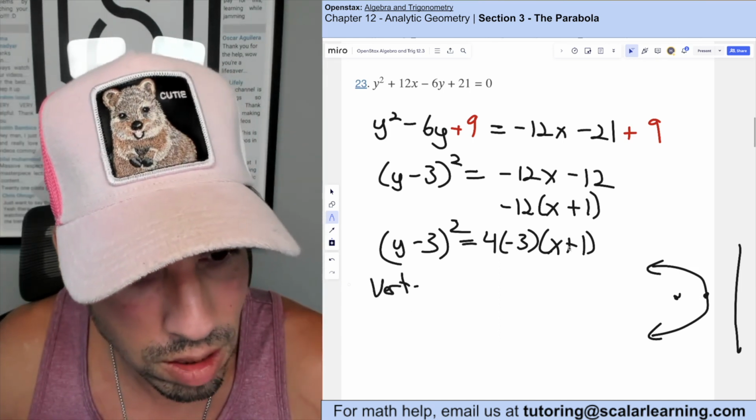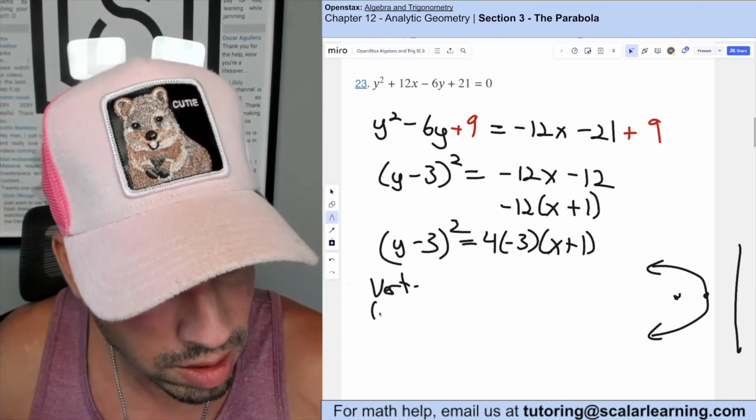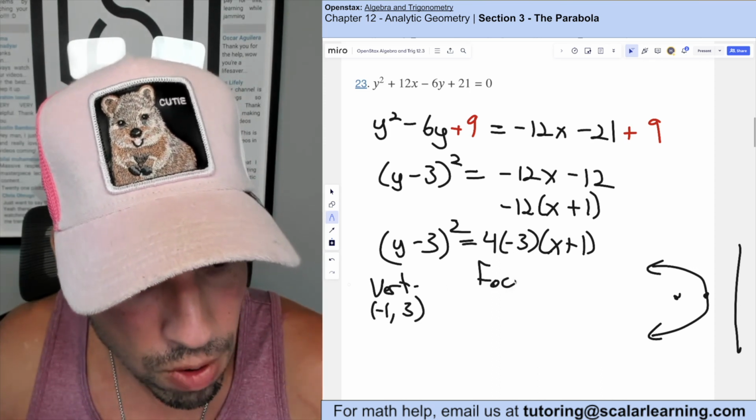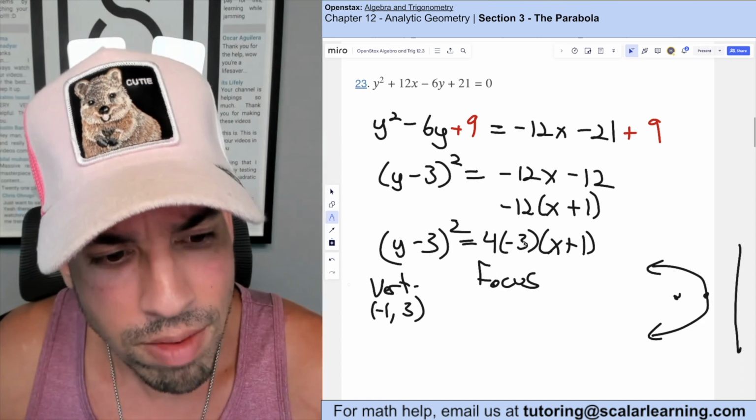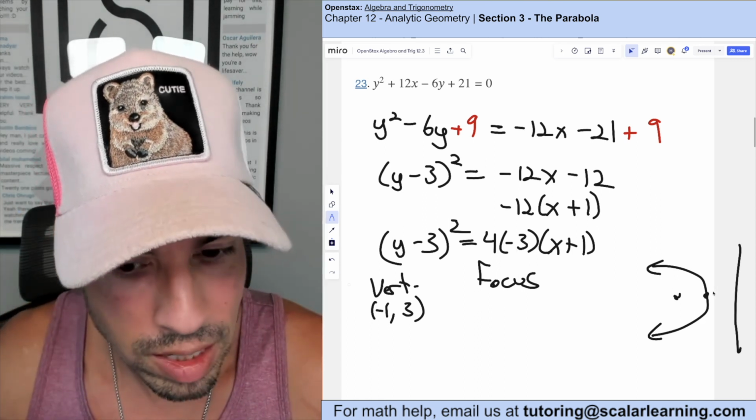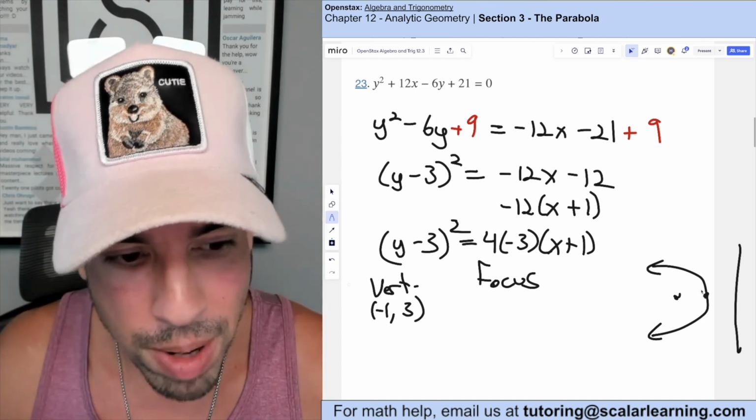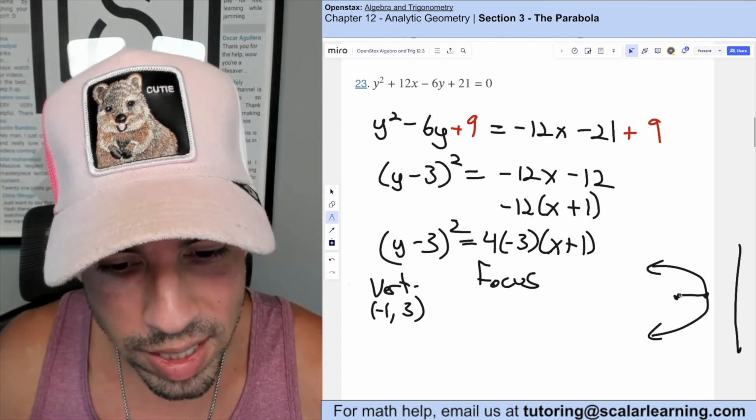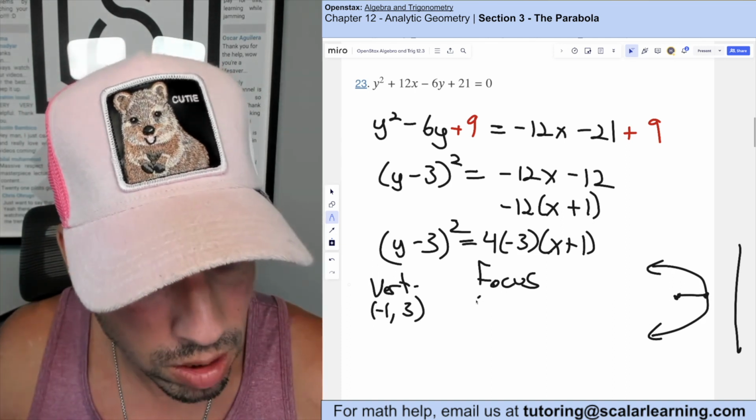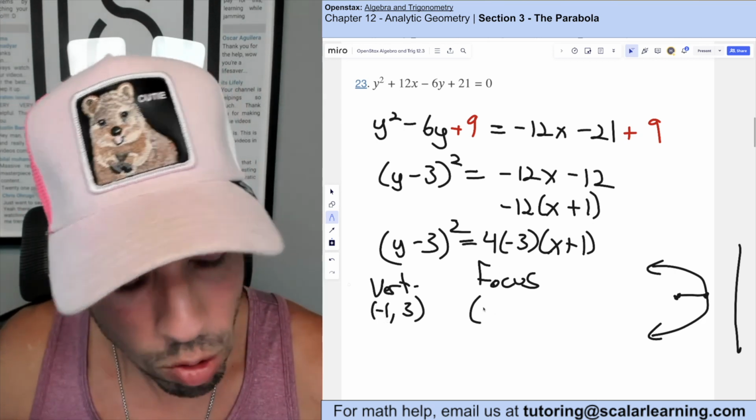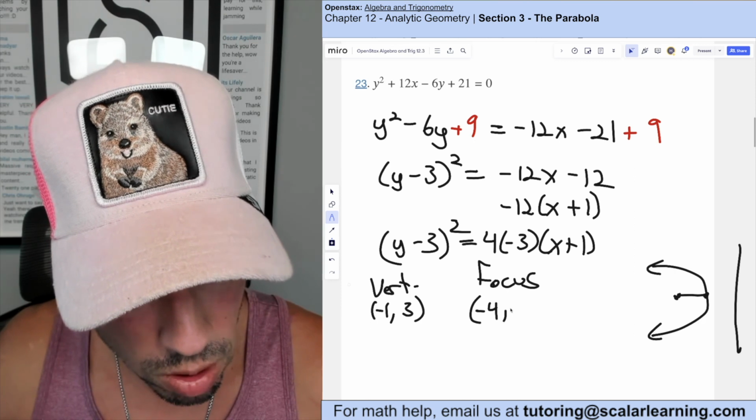Okay, let's start with the vertex. The vertex is going to be the opposite of these values. So for the x, it's negative 1. For the y, it's positive 3. When we talk about focus, we're going to use this value here, that negative 3. And you can see it's 3 or negative 3, depending on how you want to look at it. But bottom line is we know we're going to the left by 3 to get the focus, since we know the orientation. So negative 1 minus 3, or plus negative 3, I should say, is negative 4 comma 3.